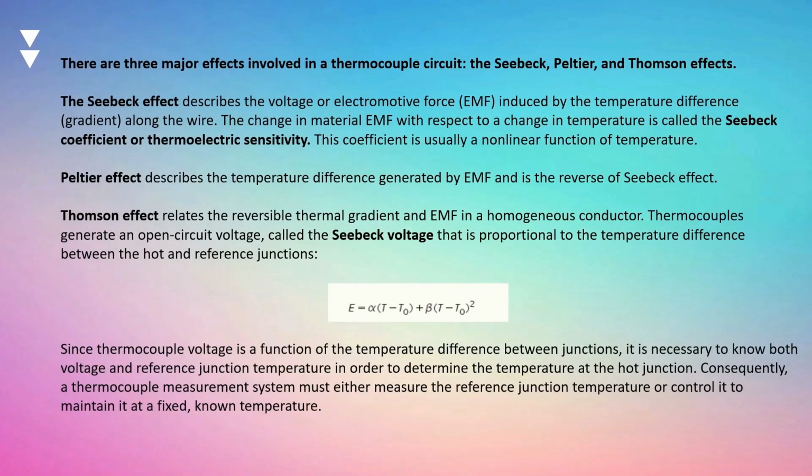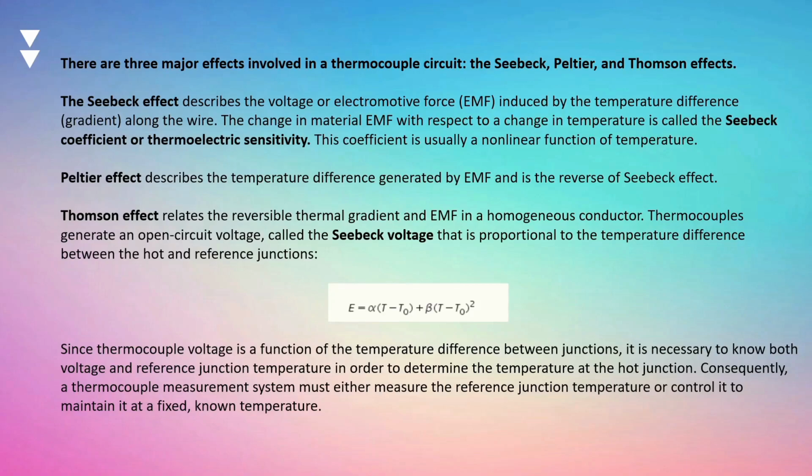First is the Seebeck effect, where the EMF is produced by a temperature difference. Second is the Peltier effect, which is just the reverse of the Seebeck effect: if there is an EMF, we get a temperature difference. Third is the Thomson effect, which is a reversible thermal gradient or EMF in a homogeneous material. The Seebeck voltage formula is V = α(T − T₀) + β(T − T₀)².